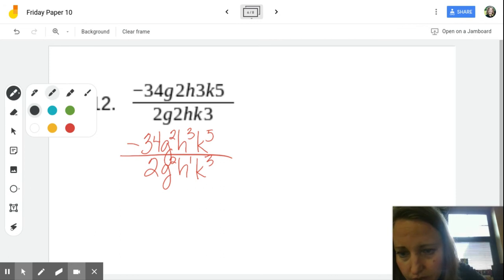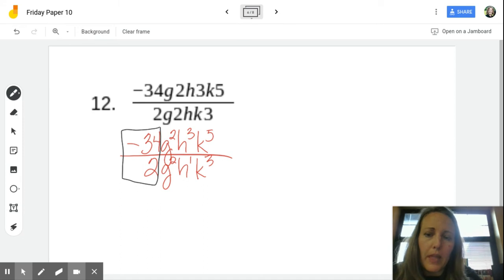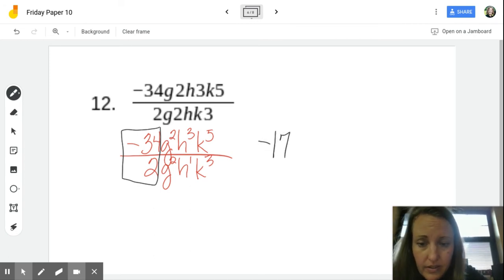Okay, we're going to start with negative 34 divided by 2. So what's half of 34? Half of 30 is 15, half of 32 is 16, half of 34 must be 17, right? But it's a negative, so negative 17. Okay, so g squared over g squared. Can you see that anything over itself is 1? But 2 minus 2 is 0, and anything to the 0 power is 1. So do I need to put that 1 here? No, because anything times 1 is itself.